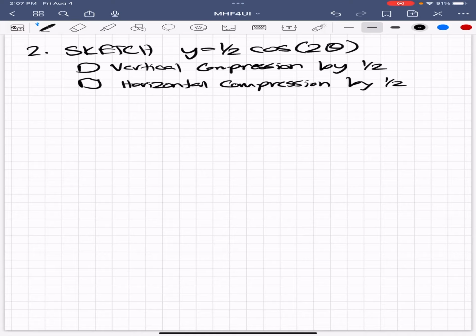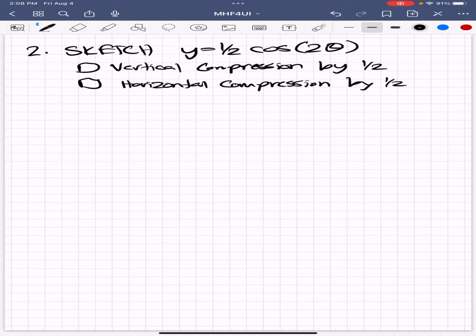So we have A, which is a half, and that isn't 1 over k or 1 over a. It's not that. It's just how it is. It's a half, so it's a vertical compression by half. A is half, so it's a vertical compression by half. And then I have 2, which is 1 over k, which means the reciprocal of that is going to be half. So it's actually a horizontal compression by half.